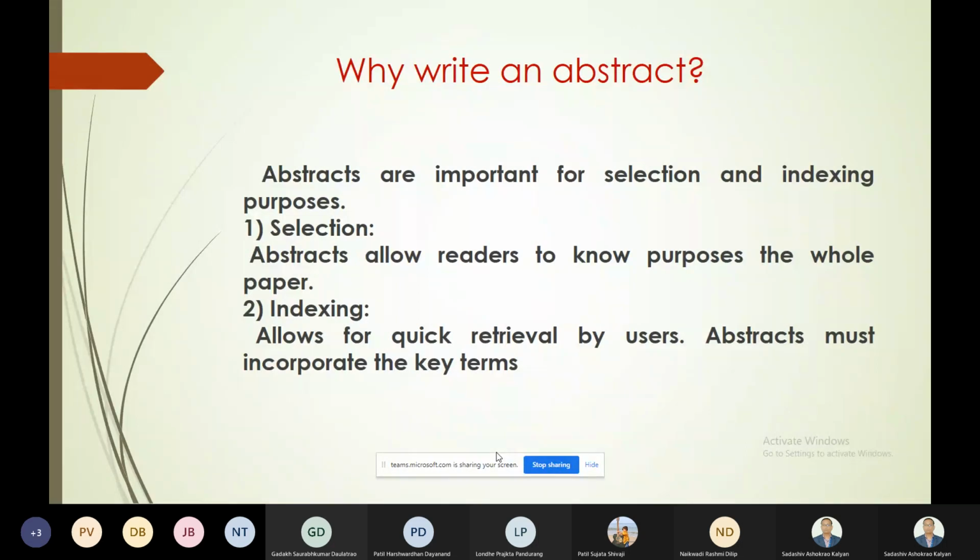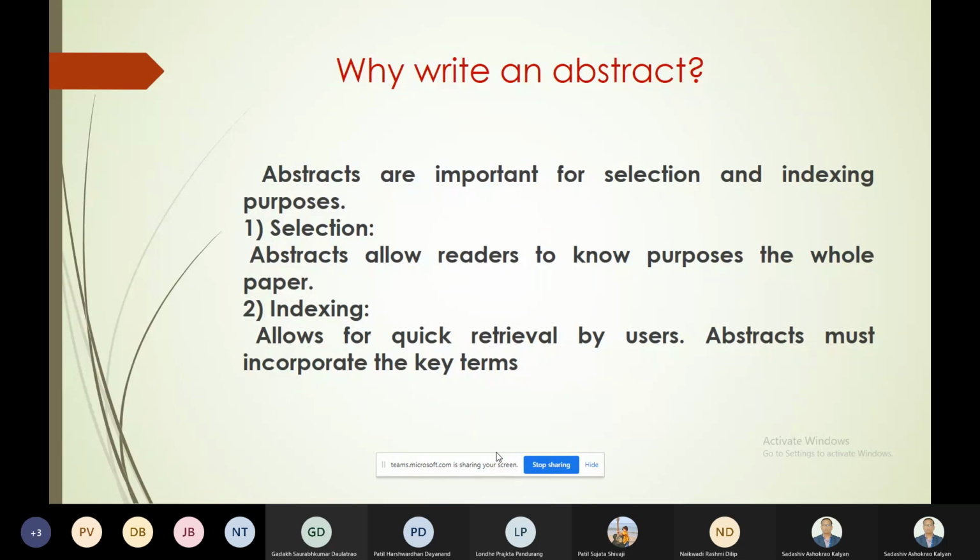Selection means what kind of topic you are going to select, especially from the agricultural field. What is your specialization? What is your area of interest? That kind of selection is going to be very helpful to you, and that kind of abstract is going to allow your readers to know the purpose and the complete idea of your research paper. So abstracts are very important in selection, and also very important for indexing. It should also include the keywords, as I said earlier, which is called indexing.